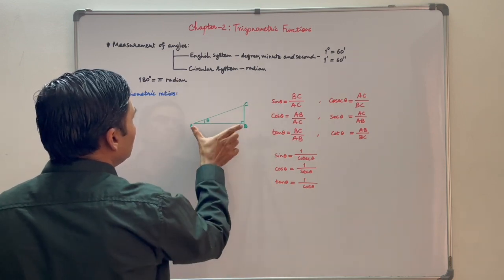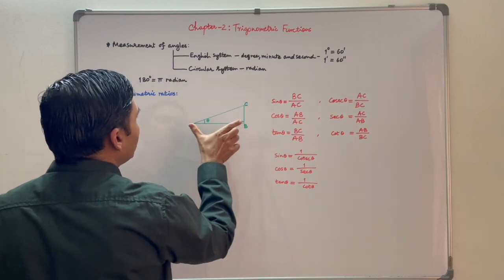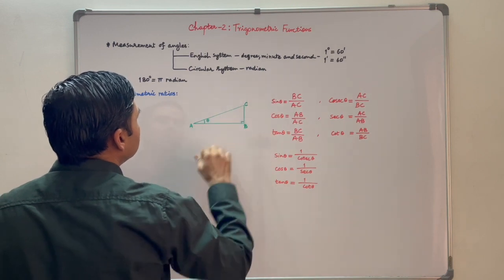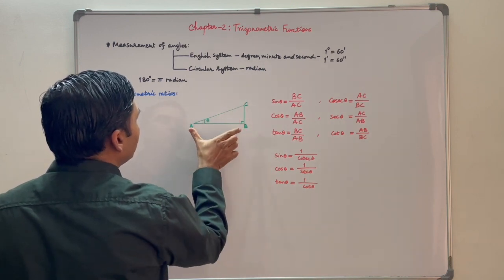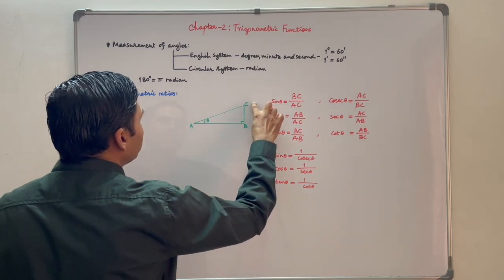Cos theta is equal to AB upon AC. Tan theta is equal to BC upon AB. Cot theta is equal to AB upon BC. Sec theta is equal to AC upon AB. Cosec theta is equal to AC upon BC.